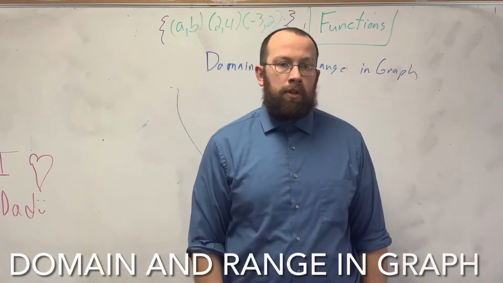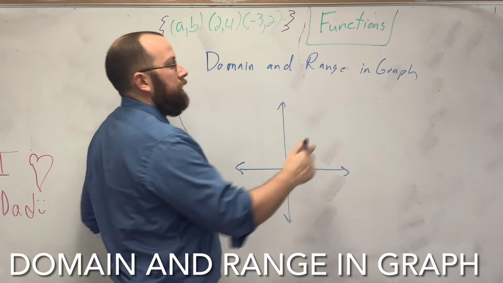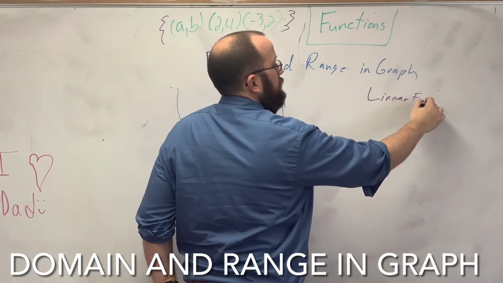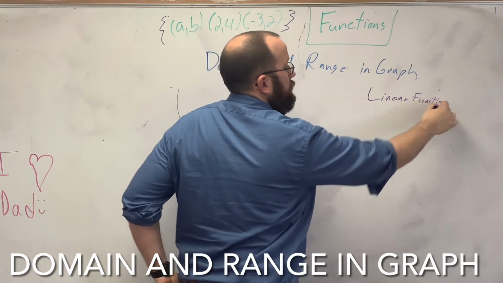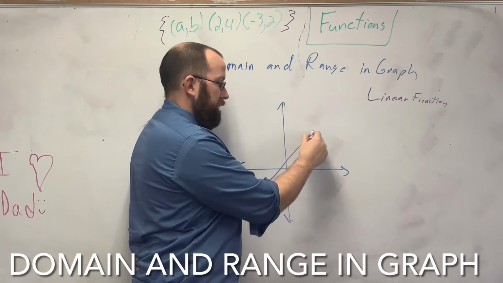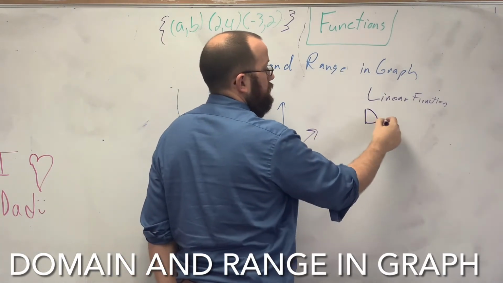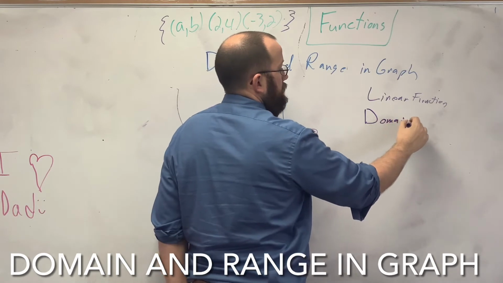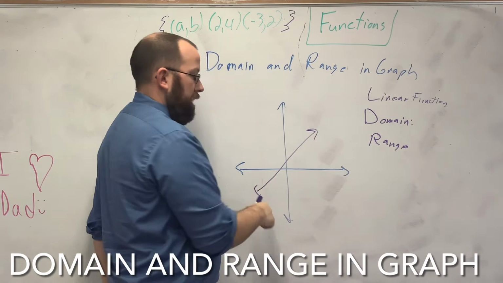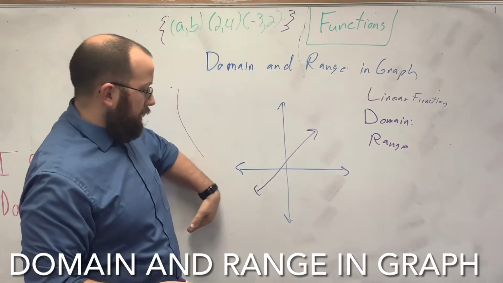All right, now I'm going to show the domain and range of a graph. So whenever you have a linear function, the domain and range is always the same, unless it's like a piecewise or it's not continuous. So if I have a line here, my domain and range. What these arrows at the end mean is that this is going forever and ever in that direction, and also forever and ever in this direction.